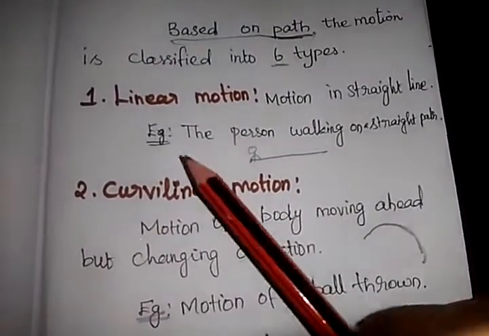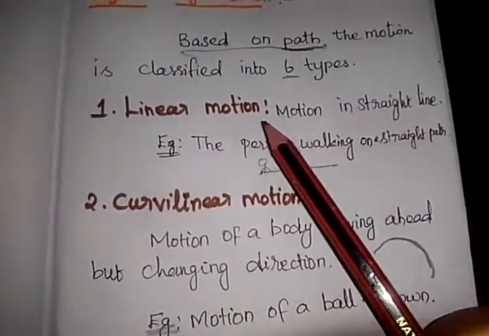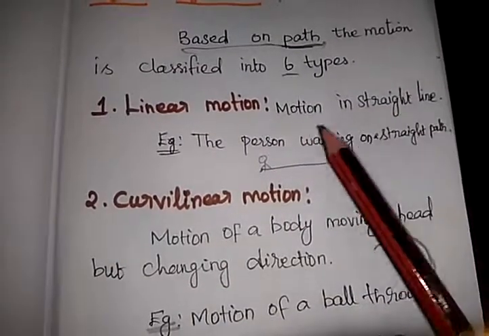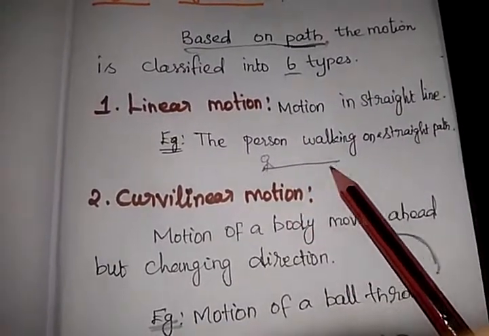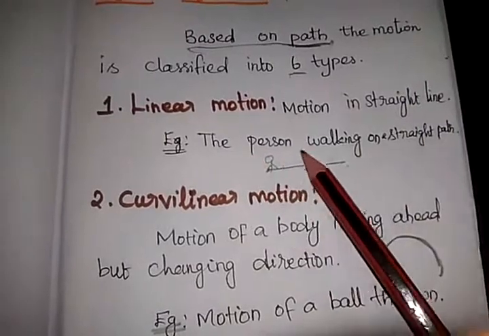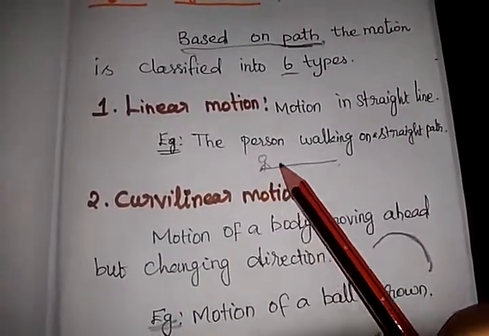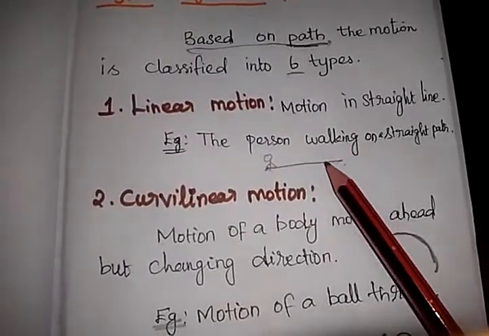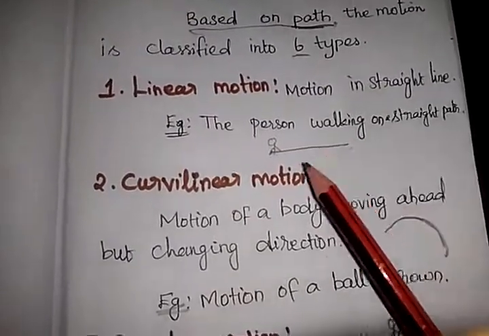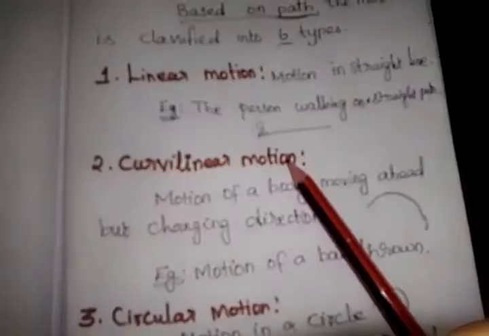Students, first we see the topic linear motion. Motion in a straight line. Example, a person walking on a straight line, a straight path.